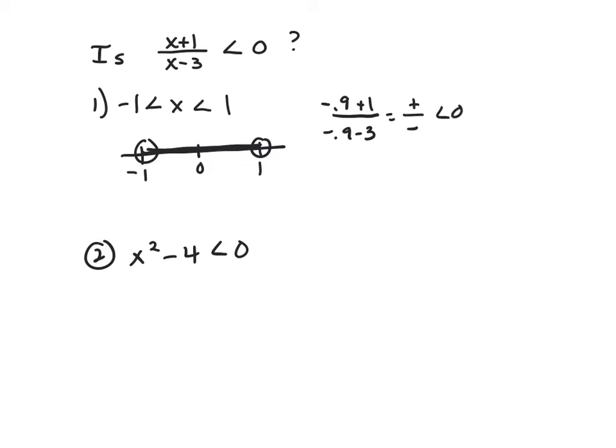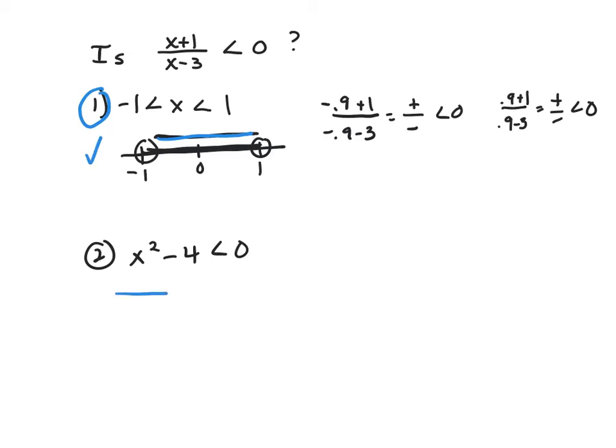But what if I choose a positive 0.9? 0.9 plus 1 over 0.9 minus 3. That's going to be a positive over a negative, that's less than 0. And I might think about it another second to make sure that makes sense. Yes, any value I choose between here and here is going to make the numerator positive, and any value I choose between here and here is going to make the denominator negative. So clue 1 works. Yay.